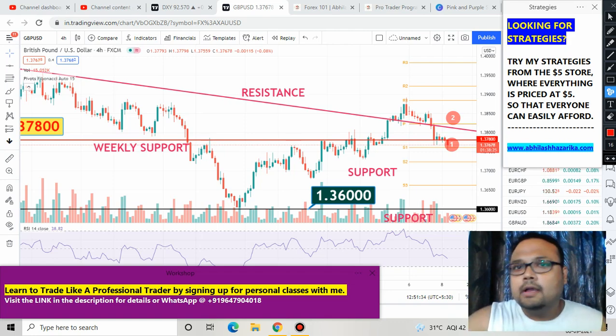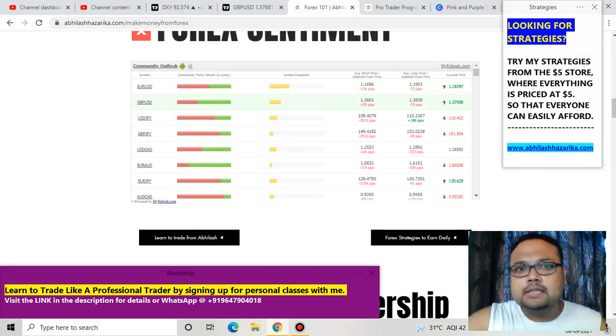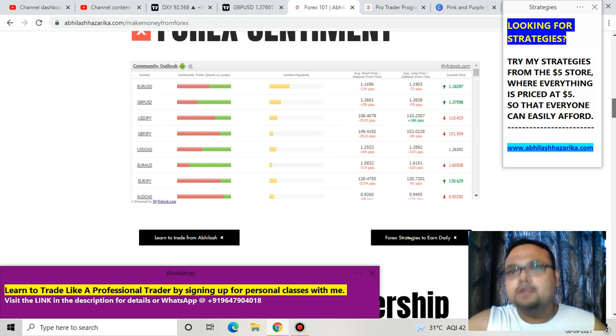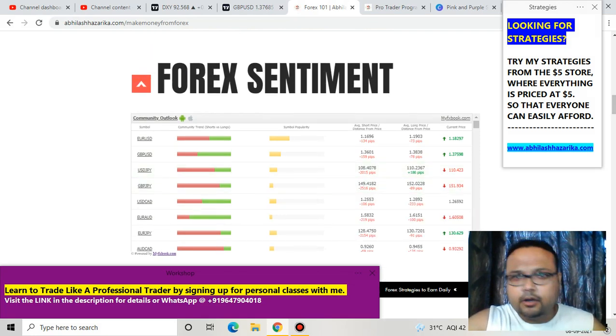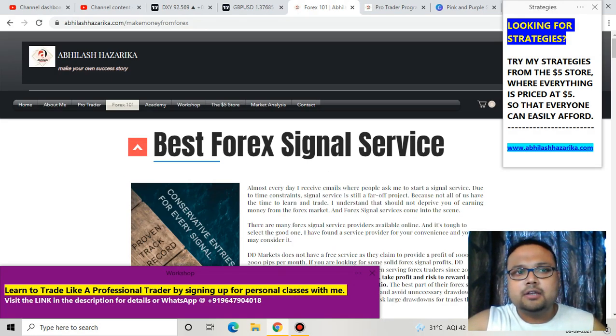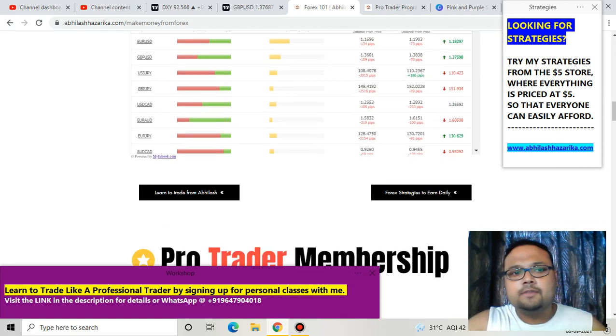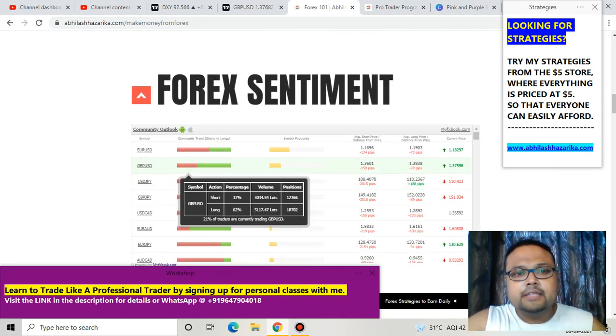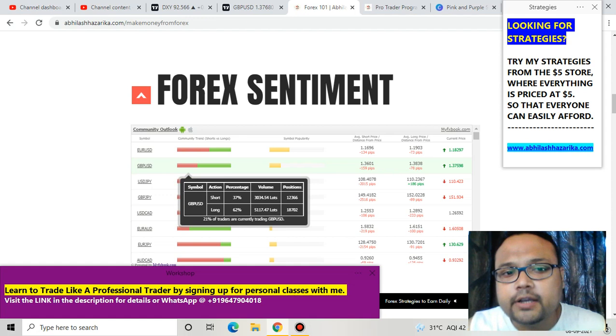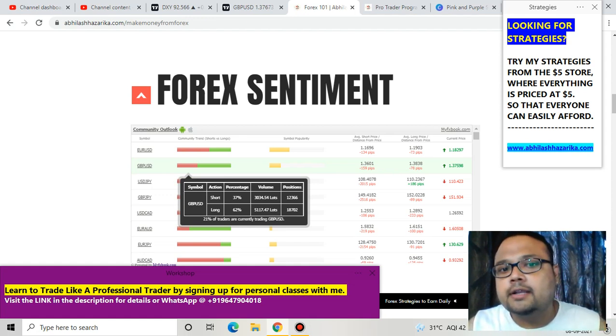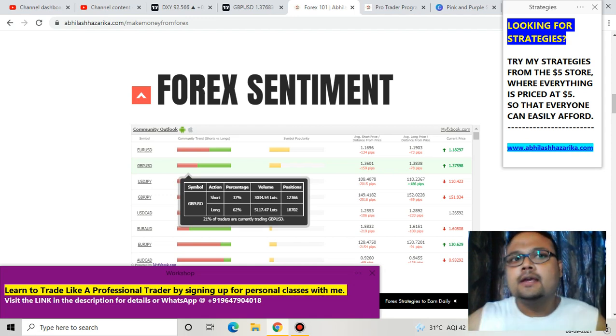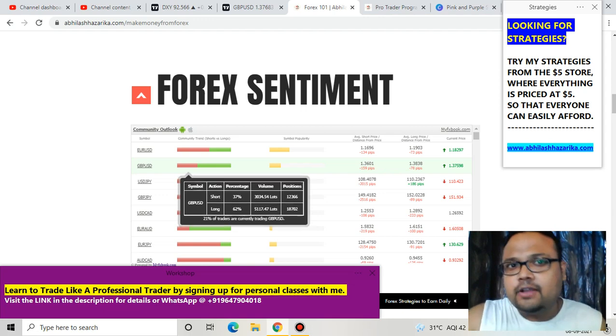If you look at the Forex sentiment meter here, you will find it on my website avilashhazarika.com under the Forex 101 section. In the Forex sentiment meter, you can see that 62% of retail traders have taken long positions and 37% have taken short positions. As we all know, more than 90% of retail traders lose money because they fail to follow the trend of the market.